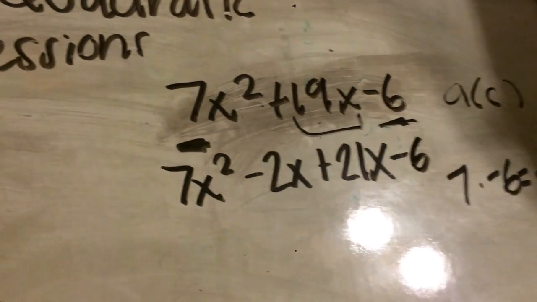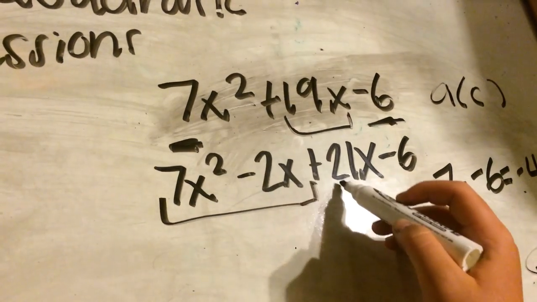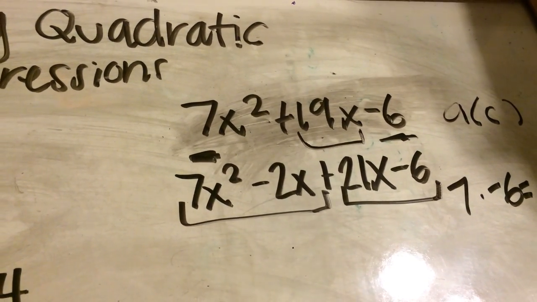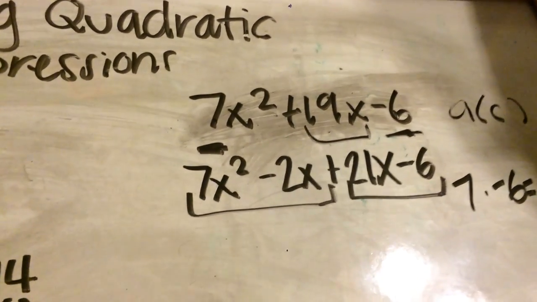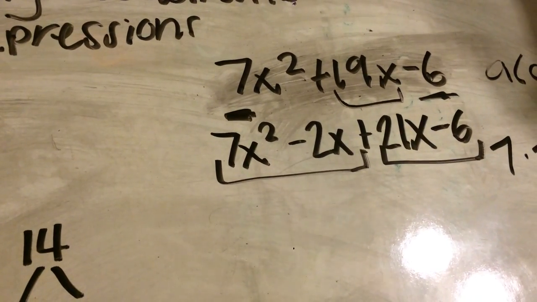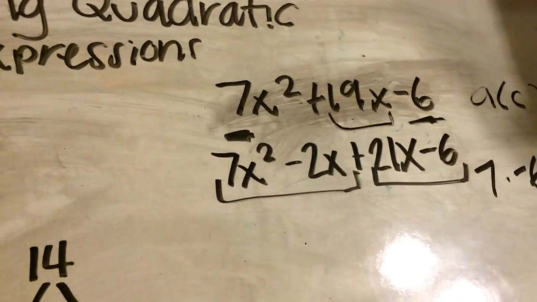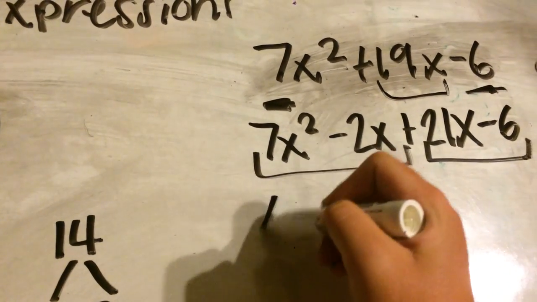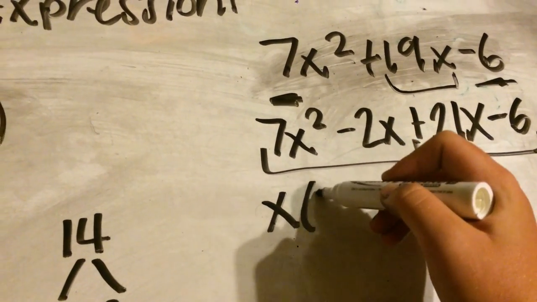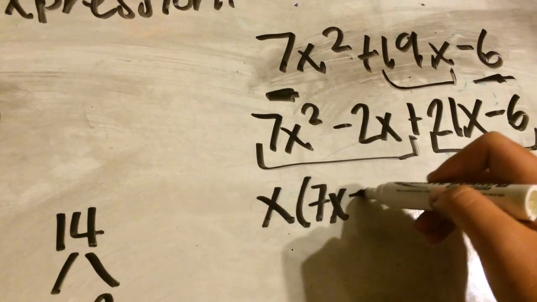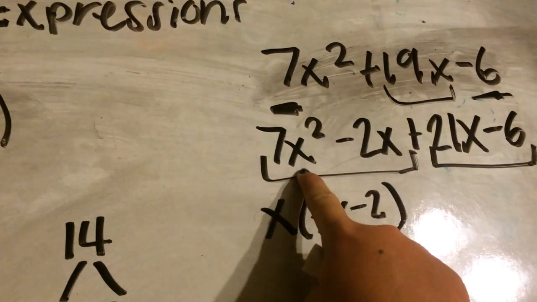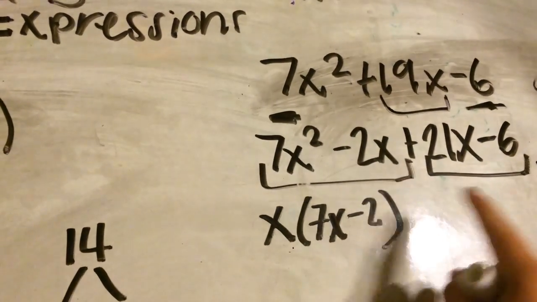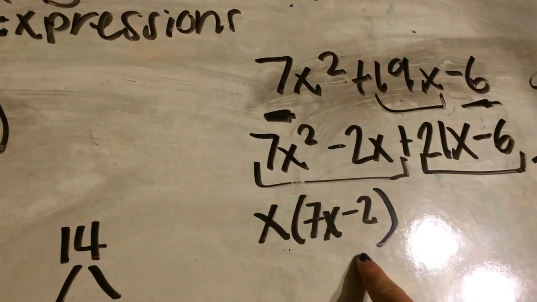From here, we can split them up into two separate pieces. I can take out an x from x squared and negative 2x, and put that on the outside. I'm left with 7x minus 2. So I took out an x from 7x squared, leaving 7x, and from negative 2x, leaving negative 2.